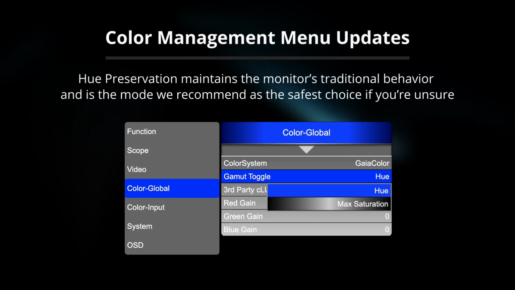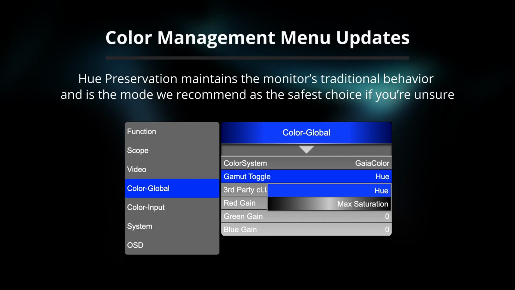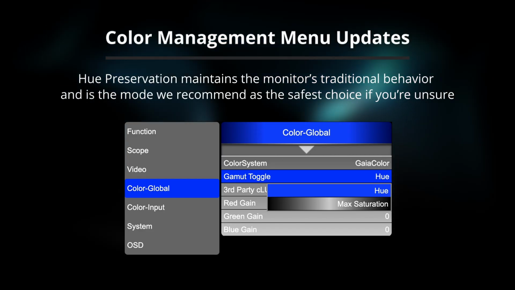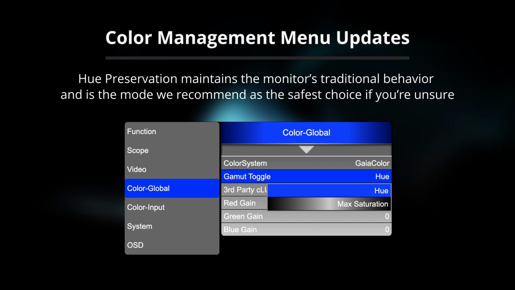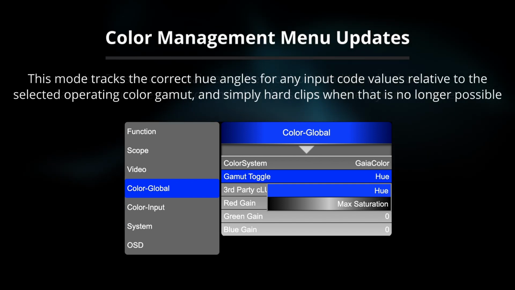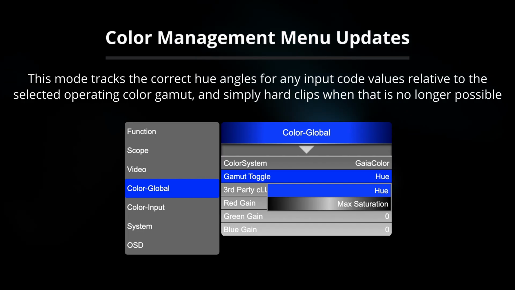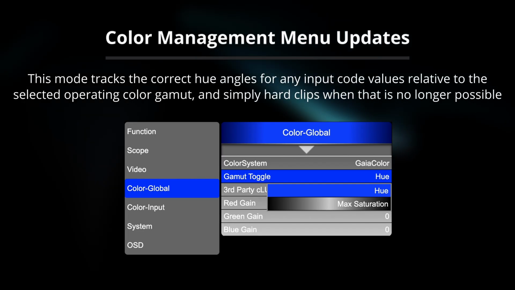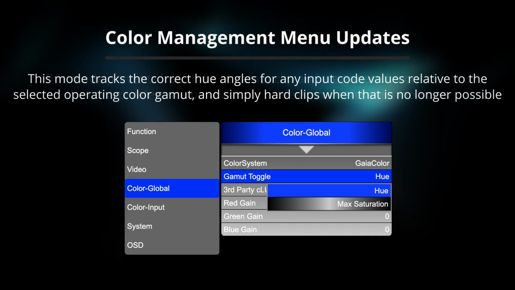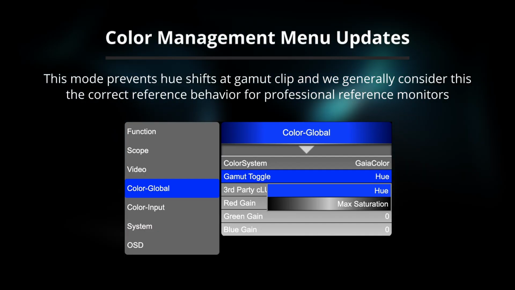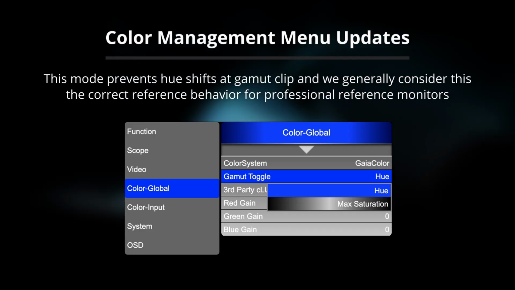Hue preservation is how the monitor has always behaved in the past, and this is the mode we typically recommend users utilize. So if you get confused by any of what follows or are unsure of what to use, we suggest you simply stick to hue preservation. This mode tracks the correct hue angles for any input code values relative to the selected operating color gamut, for example 2020, and simply hard clips when that is no longer possible. This mode prevents hue shifts at gamut clip, and we generally consider this the correct reference behavior for professional reference monitors.